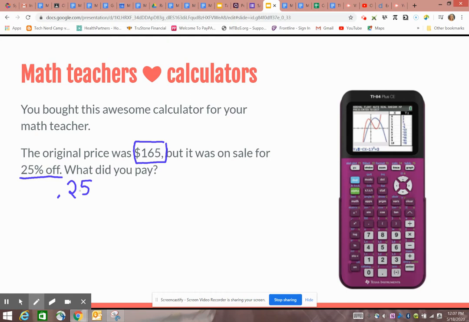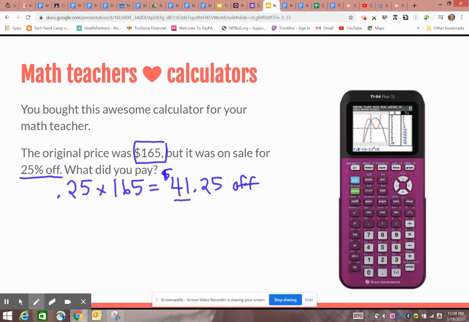We can punch that into our calculator. So 25 hundredths. Now let's multiply that by our whole price, which is $165. So go ahead and multiply those to find the discount. So let's check your discount here. I ended up with $41.25. Now, that's not the price of the calculator. Remember, this is the discount. This is how much we are getting off the price of that calculator.